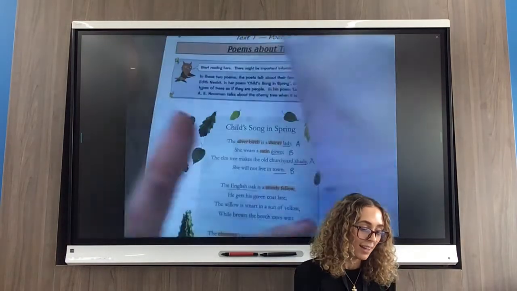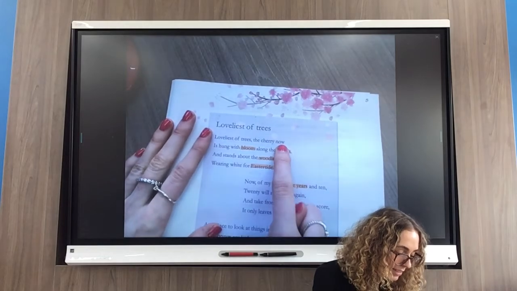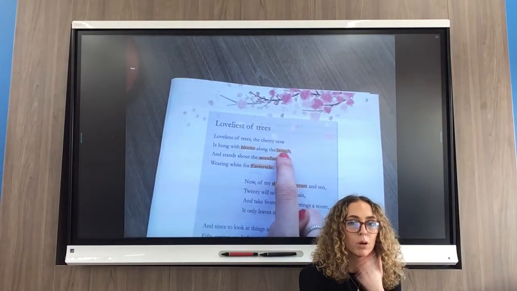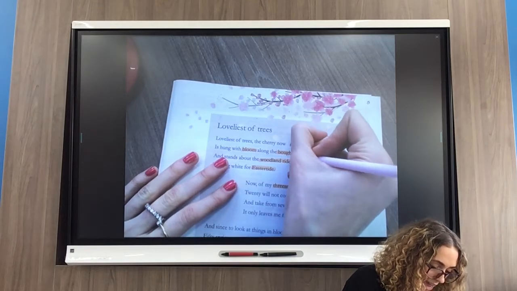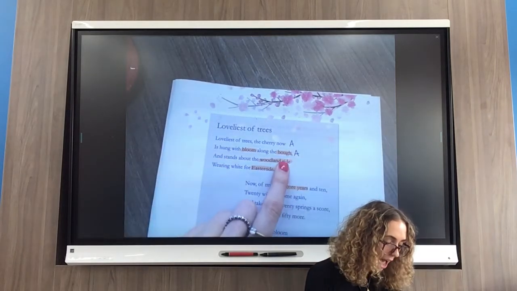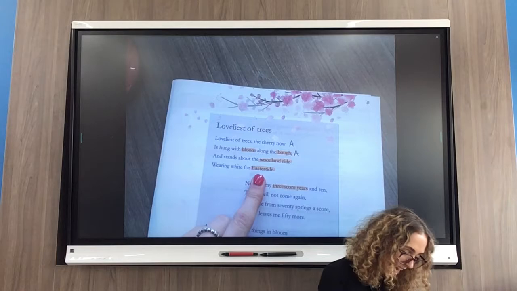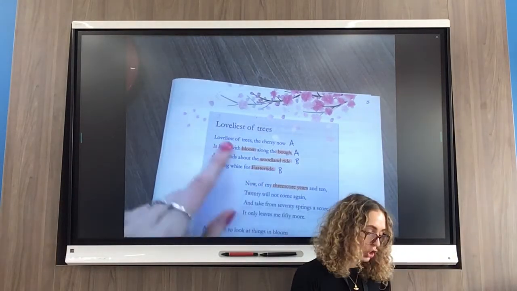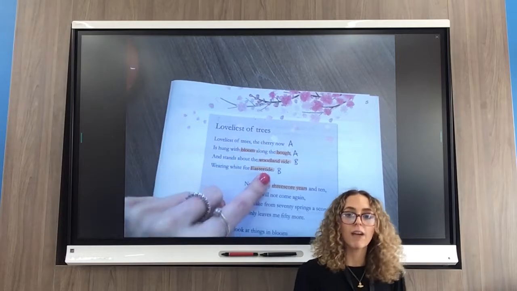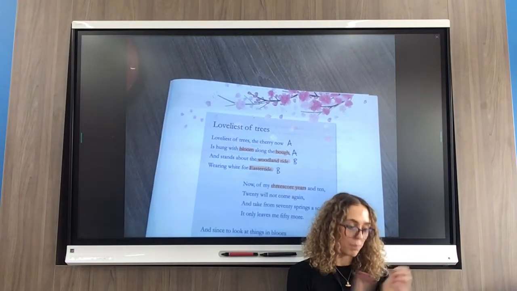Okay, and then if you look at the next poem, look at your words at the end. Now and bow. Do they rhyme? They do, so I'm going to write A and A because they match. Ride and Eastertide, they match as well. Have a look, what rhyming pattern does Loveliest of Trees follow? A, B, B.